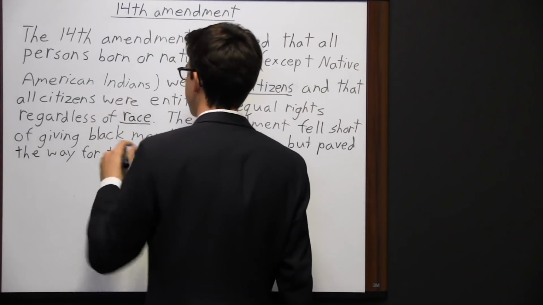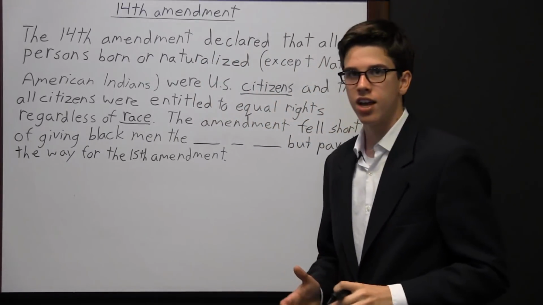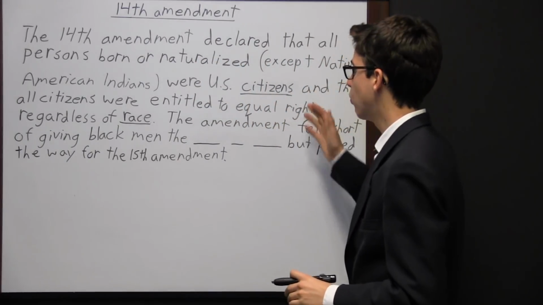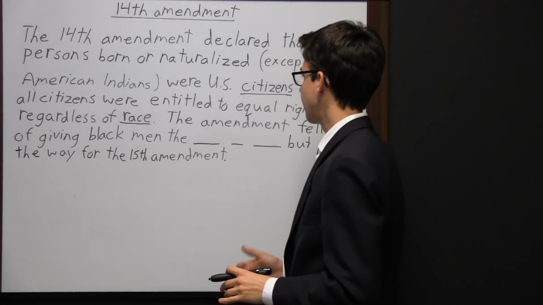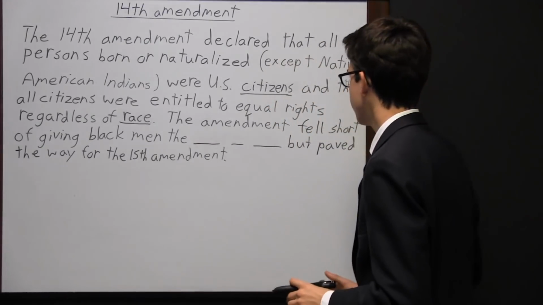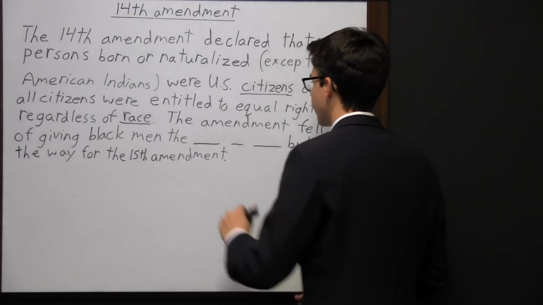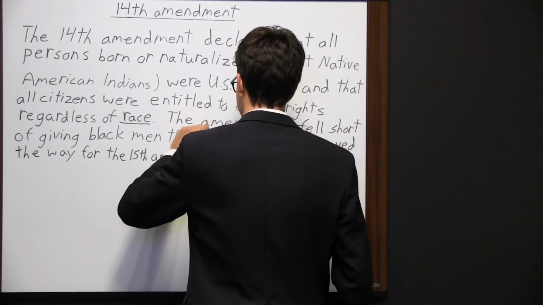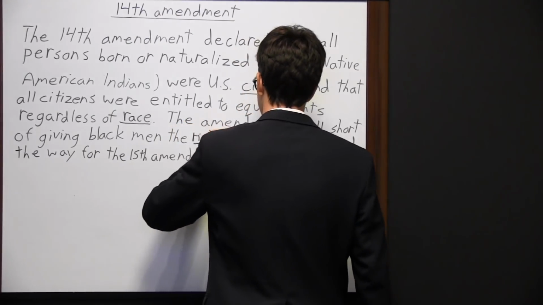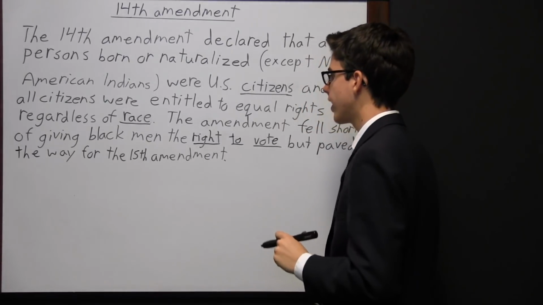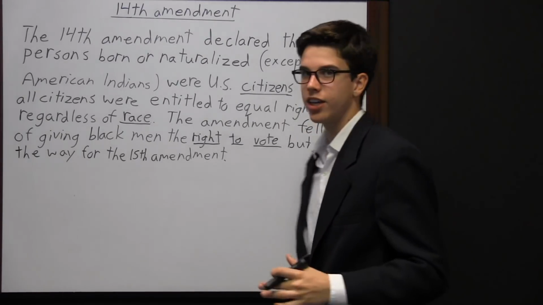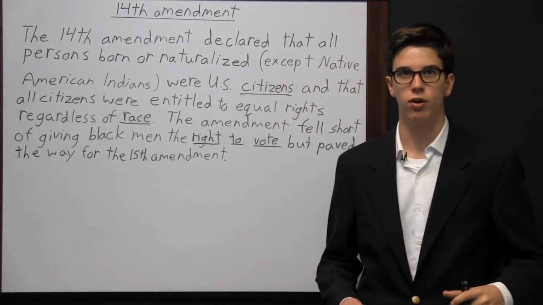So the 14th Amendment basically did two things. First, it defined who a U.S. citizen was, and then it said that all of these citizens have equal rights. Now, the amendment fell short of giving black men the right to vote, but it paved the way for the 15th Amendment, which did give black men the right to vote.